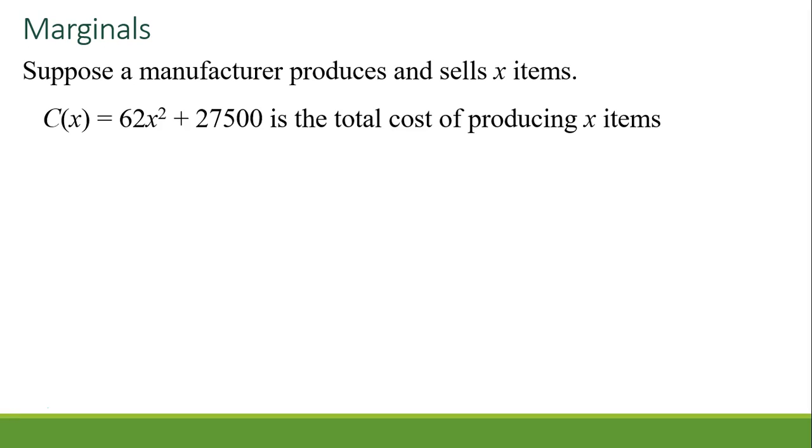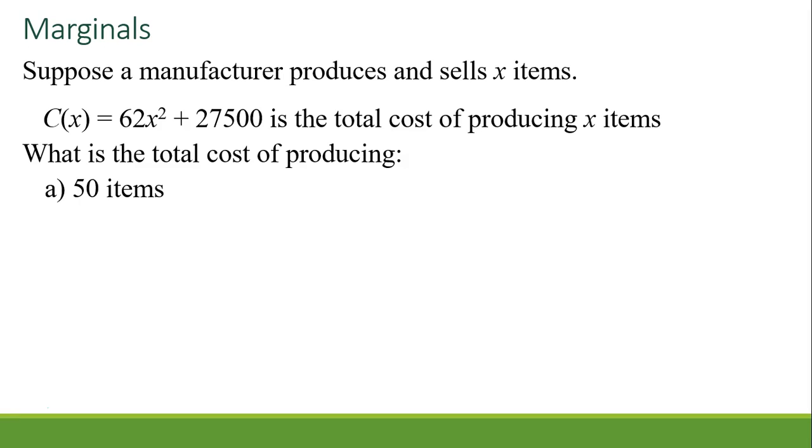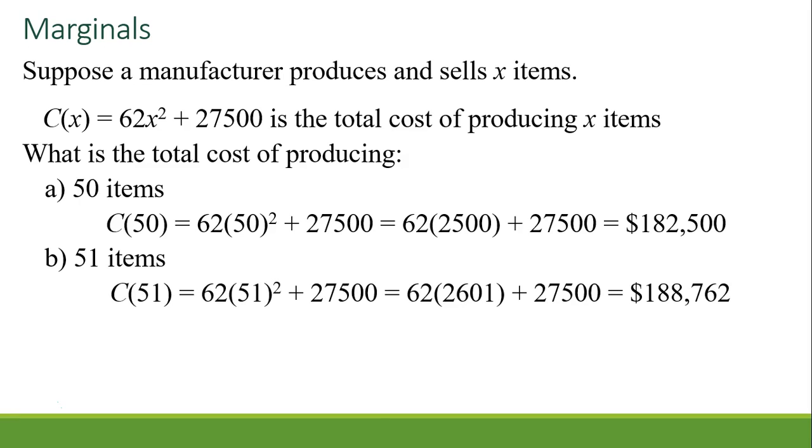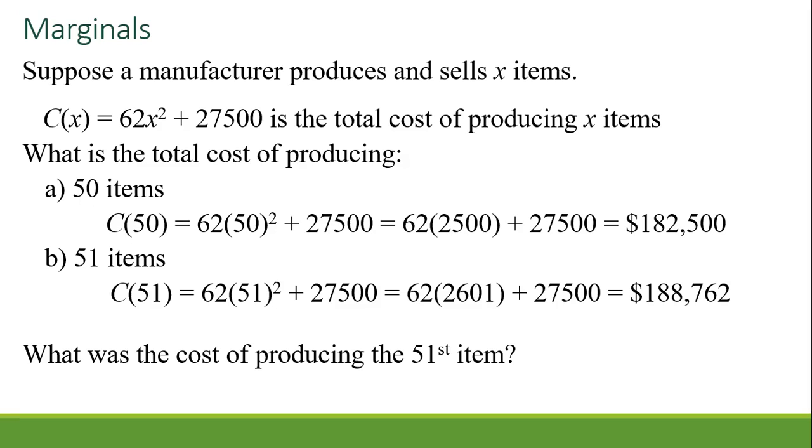So we know that C of X is the total cost of producing X items. And we've already said the total cost of producing 50 items is $182,500. What's the cost of producing 51 items? Well, we can still use our cost function because it still gives the total cost, but this time of producing 51 items. So 51 items will cost $188,762. Now, how can we use those two pieces of information to find the cost of producing just the 51st item?